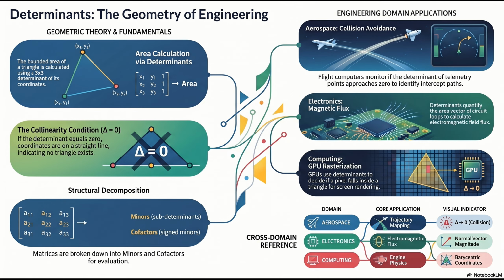A negative result means it's outside, leave it black. Yes. It's just a binary inside or outside check based entirely on the math's spatial orientation. It really is that simple at its core.